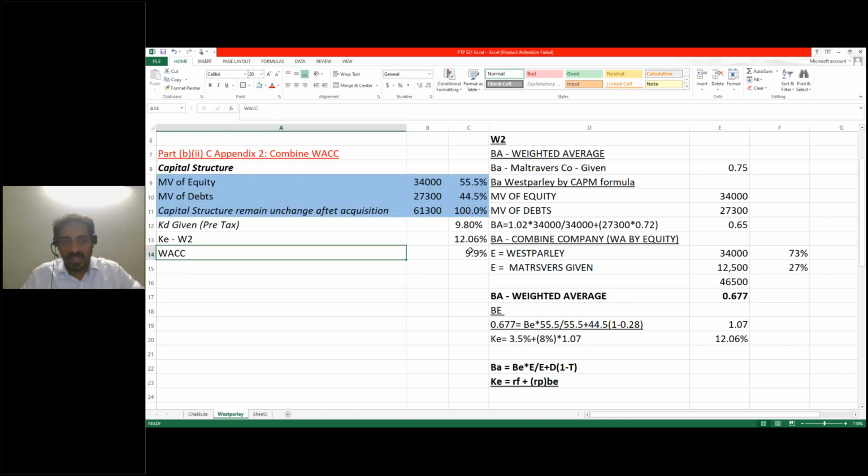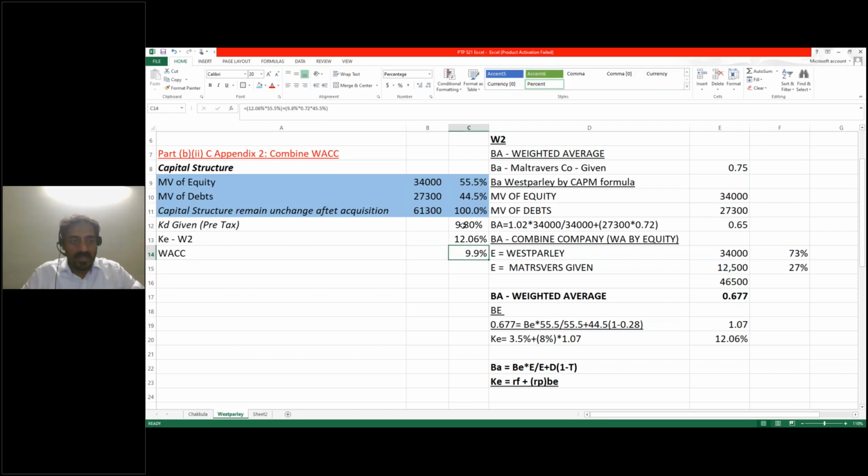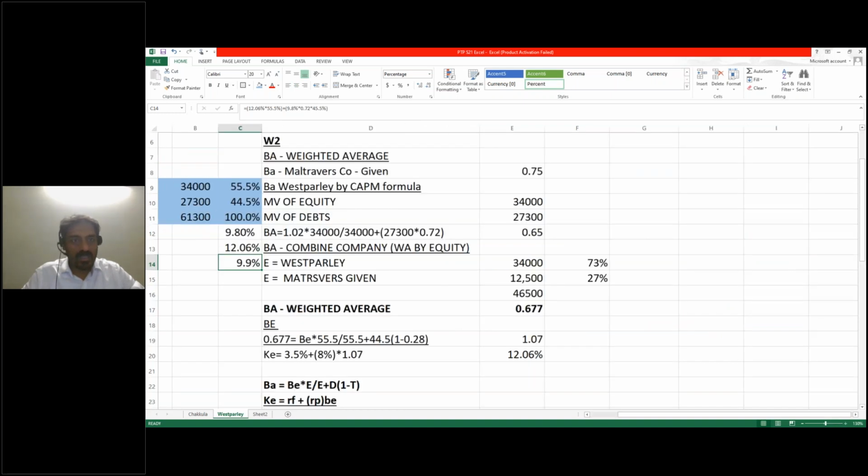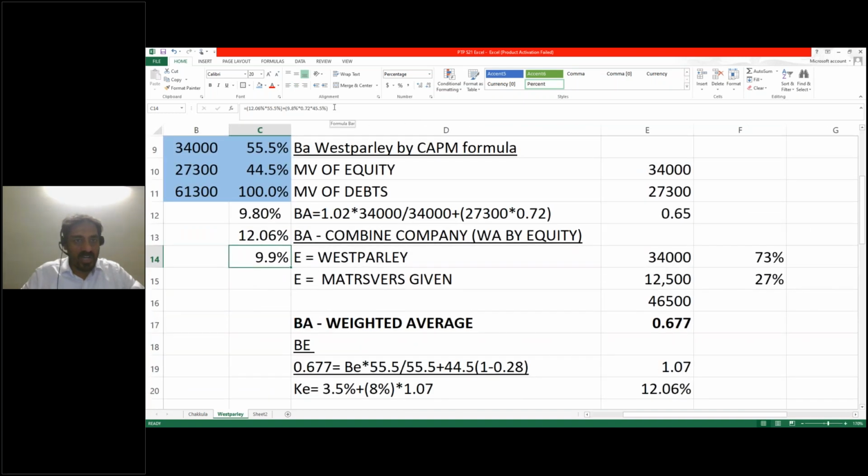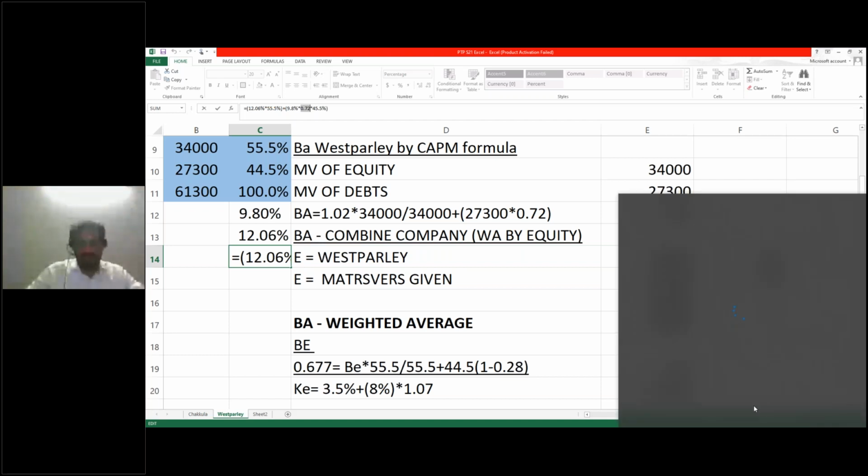Moreover, yes, I know that KD is pre-tax, but in this formula, I just take 0.72. Is that clear? Now come on. You can ask me after the class. I will be available after the class as well.